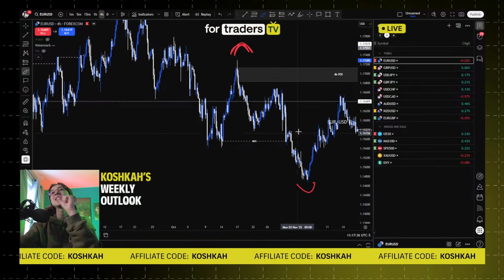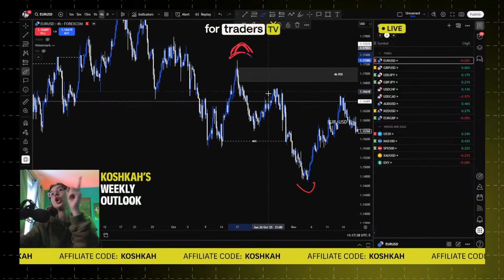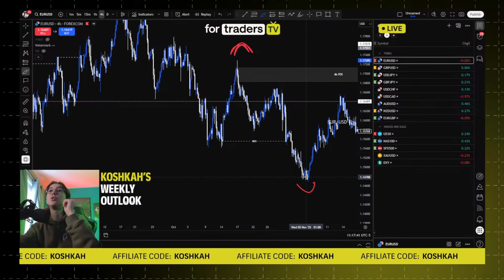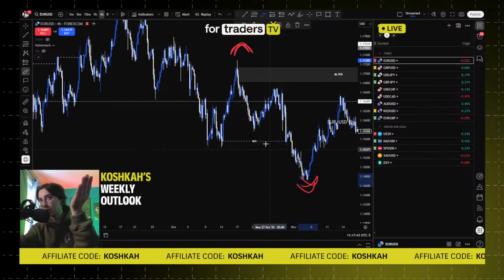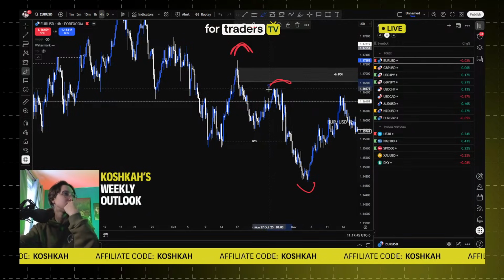So what does that mean? It means that the high connected to the range is here. The low connected to the range, basically the low of the range, is here. Why is it not this high?